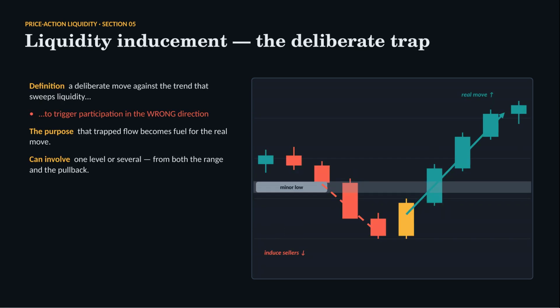Inducement is the sharpest version of this. It's a deliberate move against the trend, designed to sweep liquidity and trick traders into participating in the wrong direction. Price dips down, induces a wave of sellers, grabs their stops, and that trapped flow becomes the fuel for the real move back up. It can involve one level or several, pulled from both the range and the pullback. The whole point is to get you leaning the wrong way, right before the actual move fires.